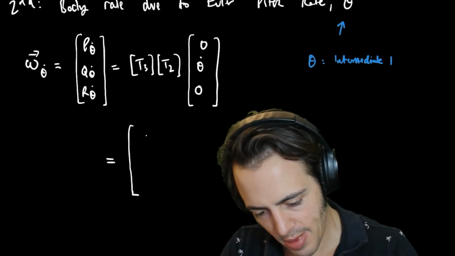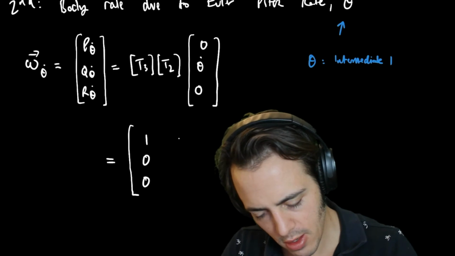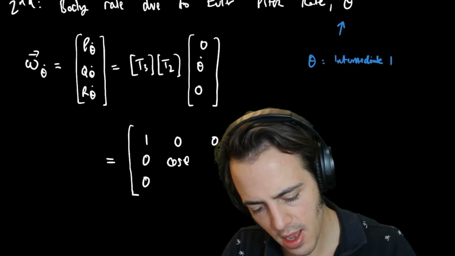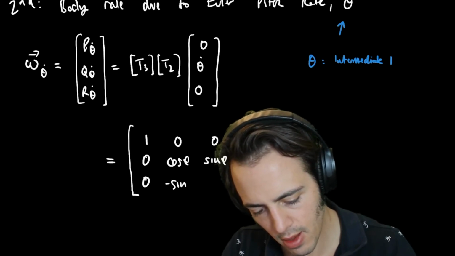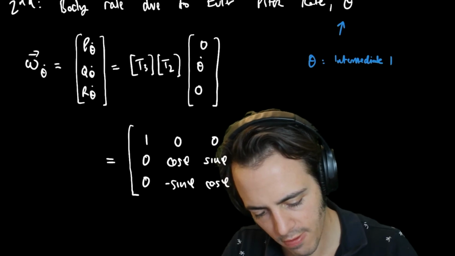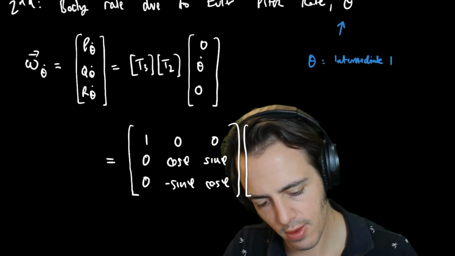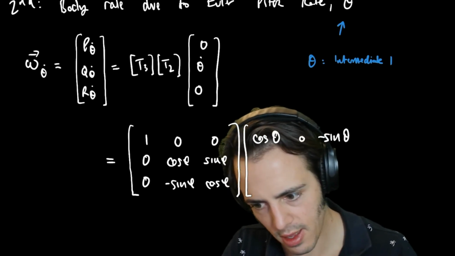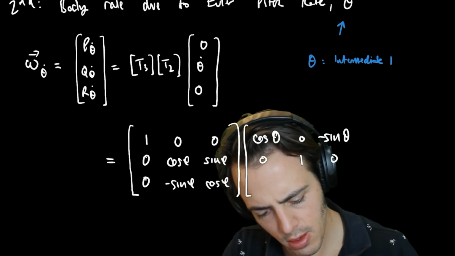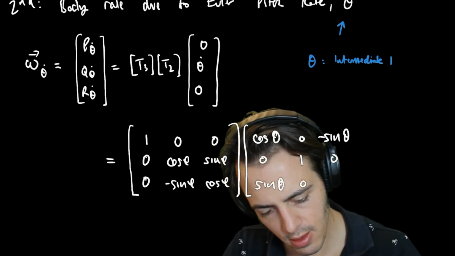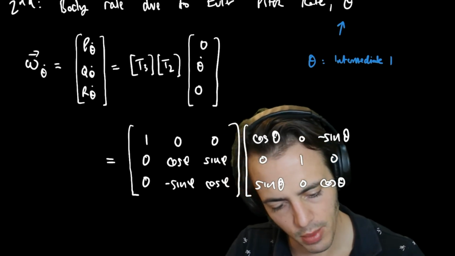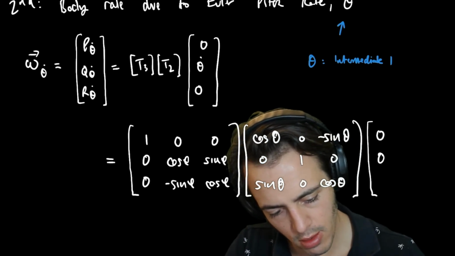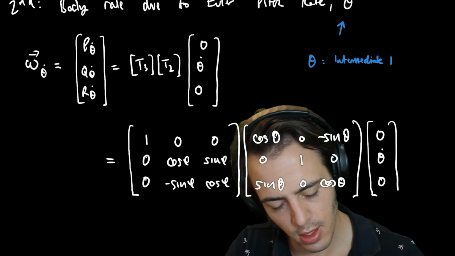Our matrix T3 is 1, 0, 0, 0, cosine phi, sine phi, 0, minus sine phi, cosine phi, and then our second matrix: cosine theta, 0, minus sine theta, 0, 1, 0, sine theta, 0, cosine theta. And we're going to multiply this with 0, theta dot, and 0.